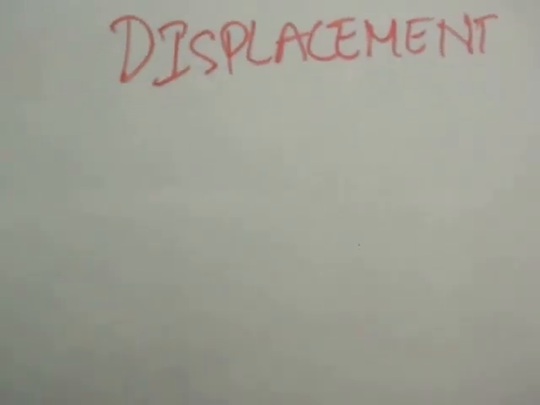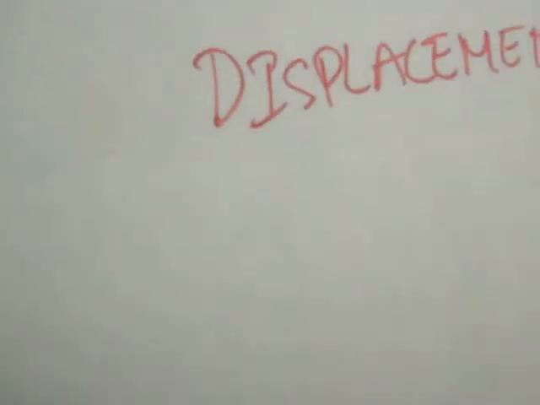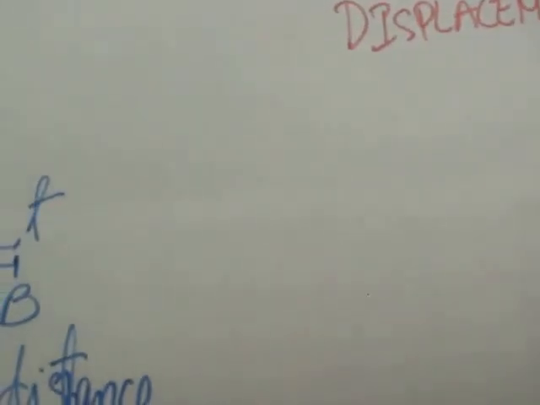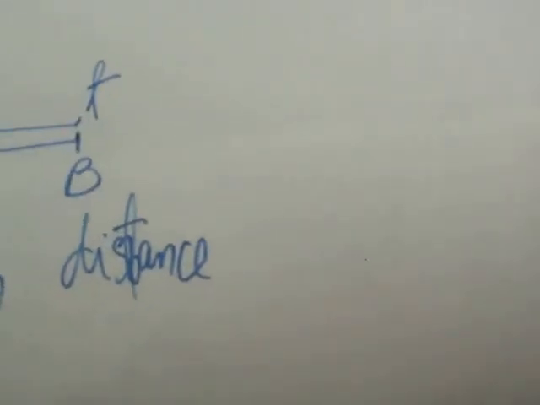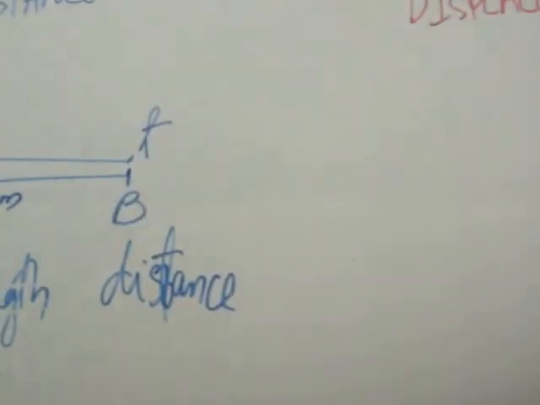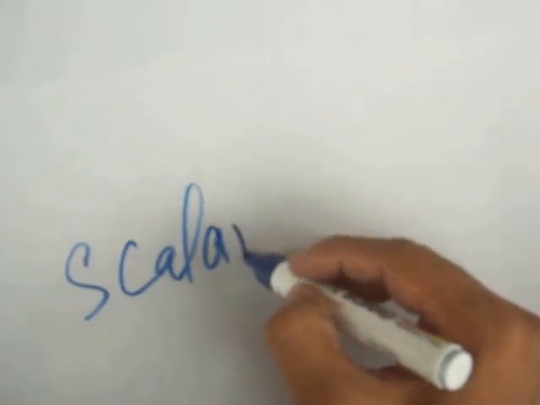and the fundamental difference between distance and displacement is that distance is a scalar quantity and displacement is a vector quantity. For that we have to see the difference between scalar and vector. A scalar quantity is the one in which only the magnitude is important, whereas a vector quantity is the one in which direction and magnitude both are important.